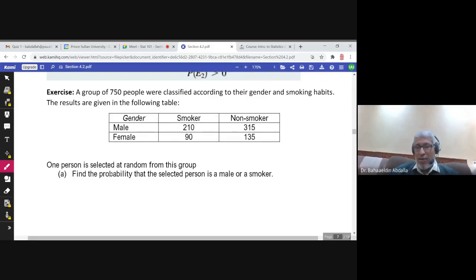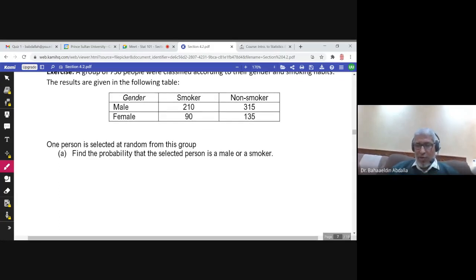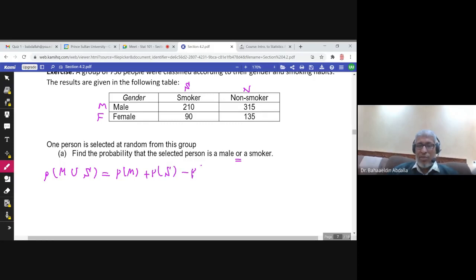One person is selected at random. Find the probability that the selected person is a male or a smoker, so this is a union. If I say male M, female F, smoker S, non-smoker N, he needs the probability of male union smoker. I can use the formula: probability of M plus probability of S minus probability of M intersection S.